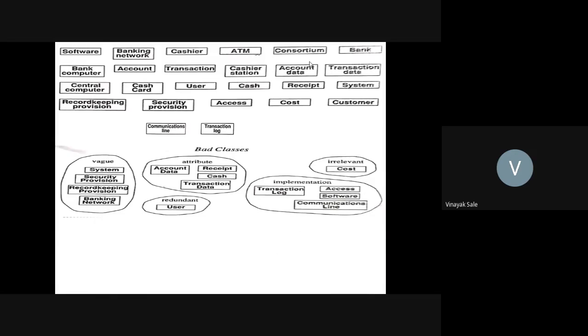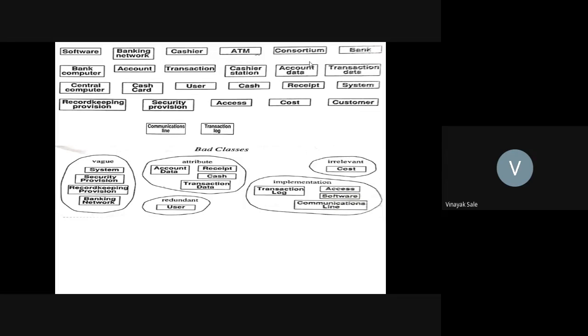Then there are some bad classes such as vague, attribute, redundant, irrelevant, and implementation. These are five main classes. Their subparts are: vague may be system, security provision, record keeping provision, or banking network. Then attribute classes may consist of account data, receipt, cash, transaction data. Redundant class may be user, irrelevant class may be cost, and implementation such as transaction log, access, software, and communication line.